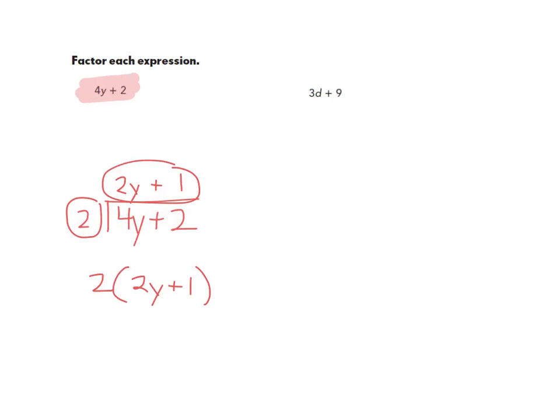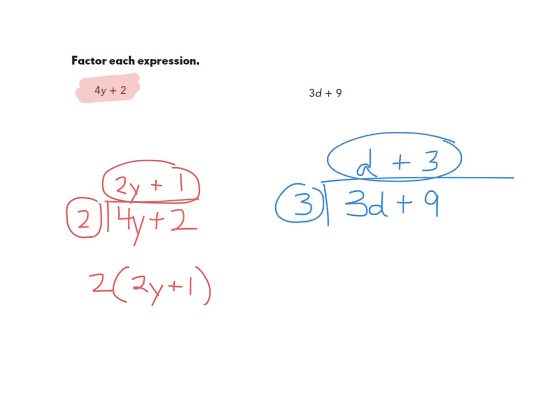If we look at the next one, 3d plus 9, I'm going to think, what can they both be factored by? What number can be divided out of both? Well, both of them are divisible by 3, because 3d divided by 3 is a single d, and 9 divided by 3 is a 3. So it's three groups of d plus 3. So the factored expression would look like this: three groups of d plus 3.